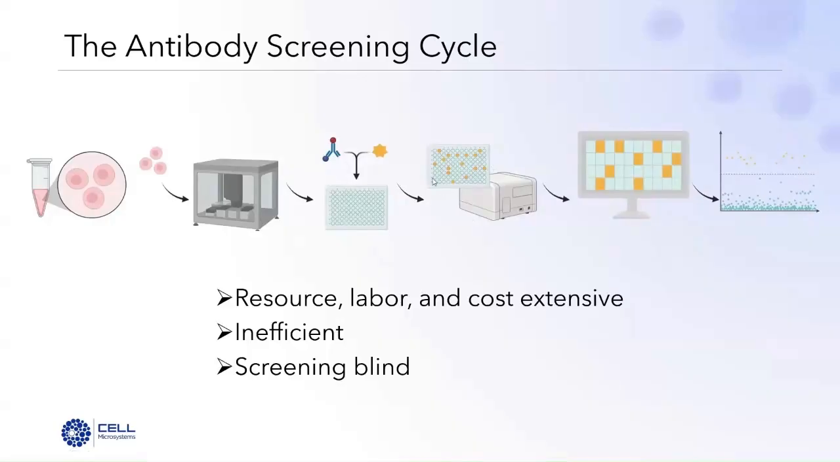And if you've ever done a plate-based ELISA, like I'm sure most of us have, this is not an insignificant resource, labor, and cost burden, taking many plates, many tips, lots of media, and screening things that may not even be accurate. So overall, this antibody screening cycle, no matter how many targets you have, ends up being resource, labor, and cost extensive, very inefficient, and worst of all, you're almost always screening blind, meaning you're probably screening thousands of cells that are not even the cells that you want.